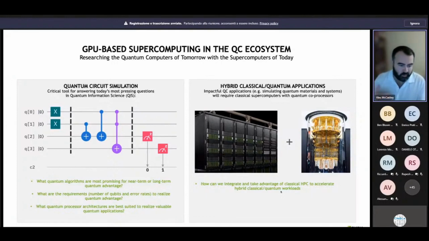And the real questions that are driving what we're trying to do here: what quantum algorithms are promising in the near term and long term for quantum advantage? What are the requirements for quantum advantage? And what quantum processor architectures are best suited to realize these valuable quantum applications? And we think that we have a role to play here in that we've deployed these multi-GPU architectures. We're using them across a number of different fields, from machine learning to scientific computing and what have you. And we think that our expertise can be leveraged here for circuit simulation.